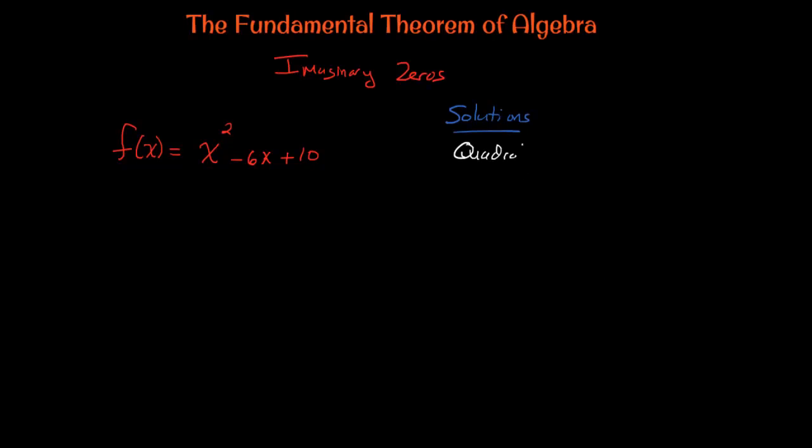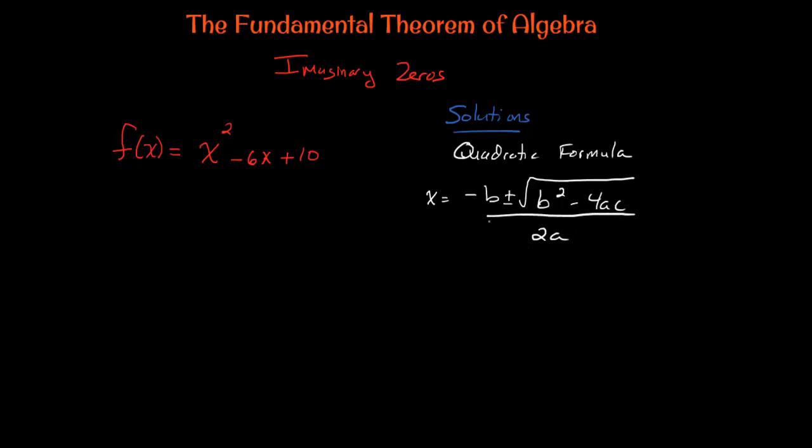Our quadratic formula is x equals negative b plus or minus the square root of b squared minus 4ac, all over 2a. Notice here my coefficients are going to be my a, b, and c values. My a is the coefficient in front of the x squared. My b is the coefficient in front of the x, and here it's a negative 6. And my c is the constant term, so my c is the constant value of 10.